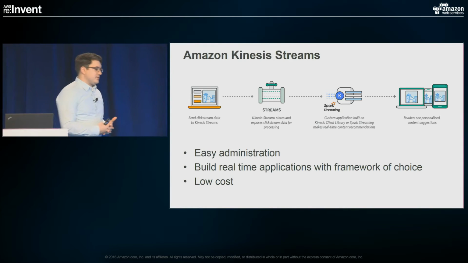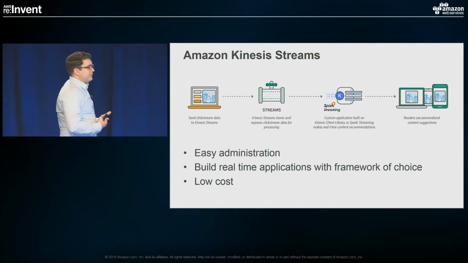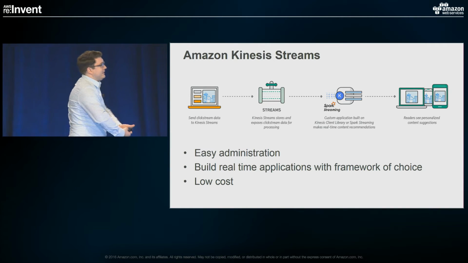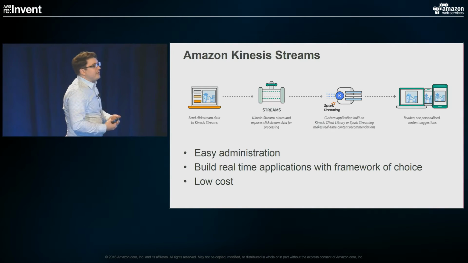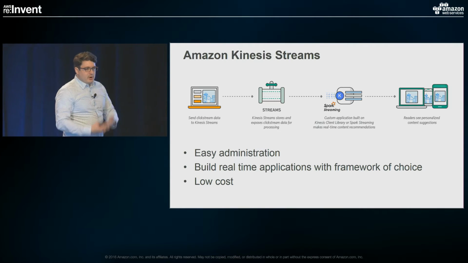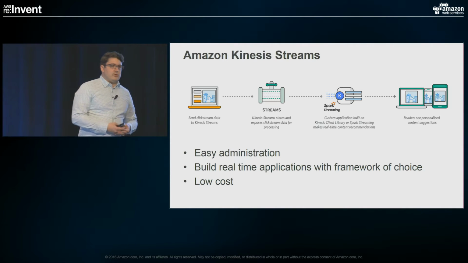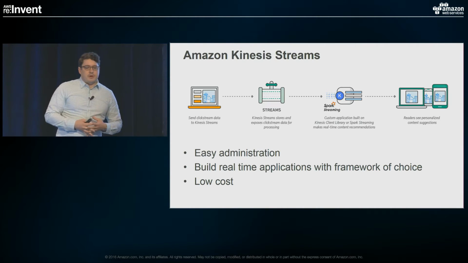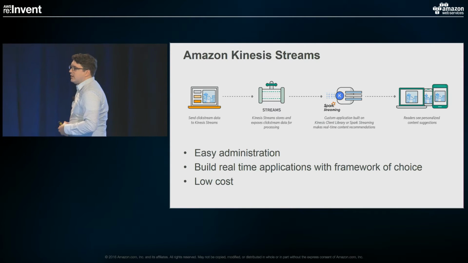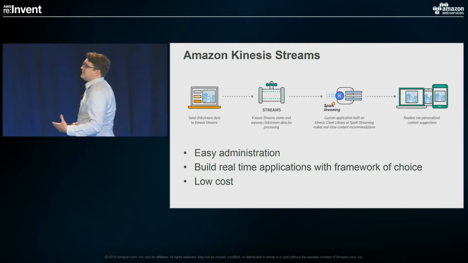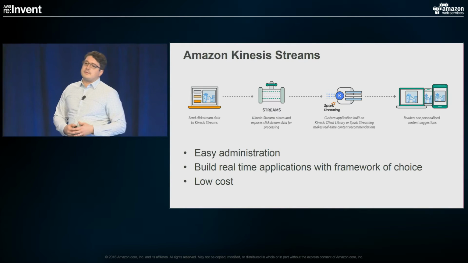So Amazon Kinesis Streams. The primary value proposition for Kinesis Streams is that it's very easy to get started. You can choose the framework of your choice, be it Spark Streaming, Apache Storm, or we ship our own libraries like the Kinesis Client Library. But the big emphasis is it's easy to use, but it gives you that flexibility at a fairly low cost.